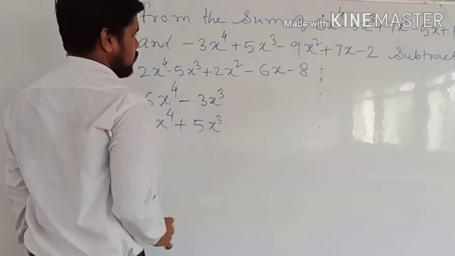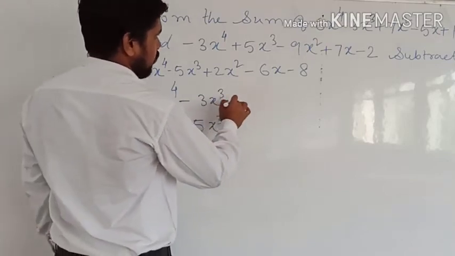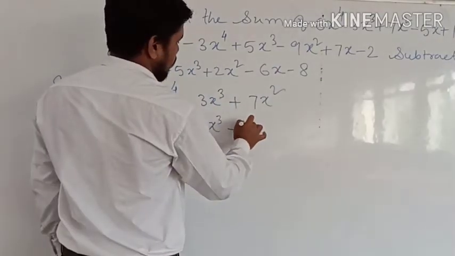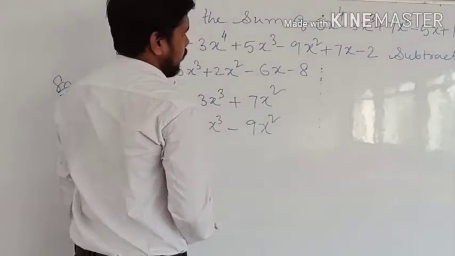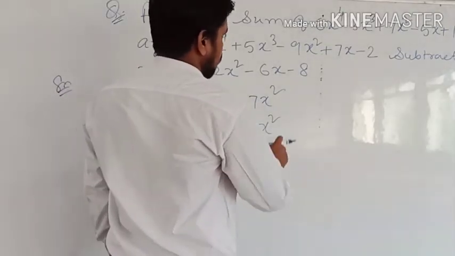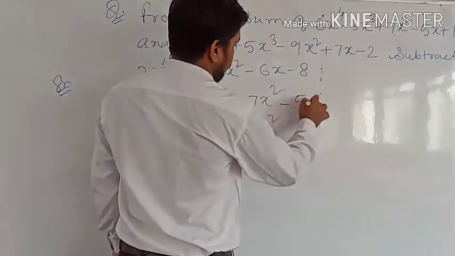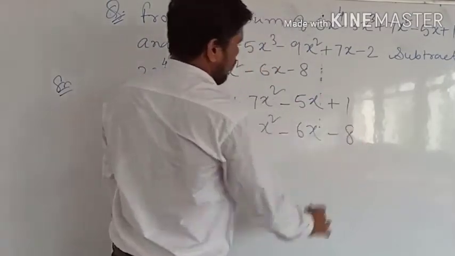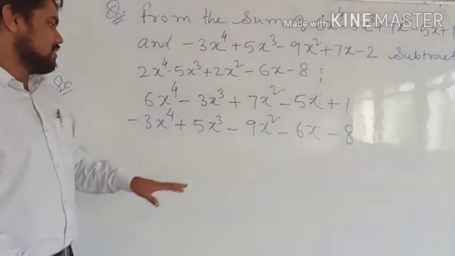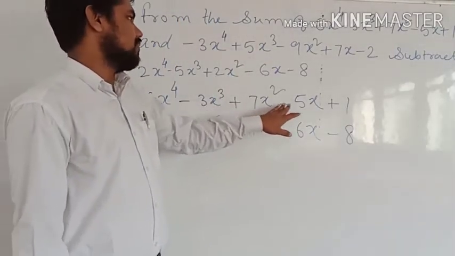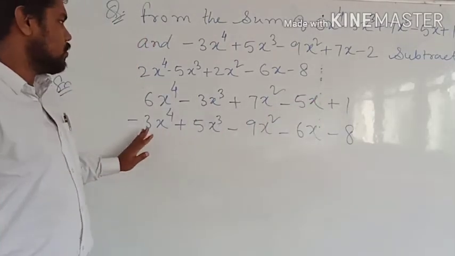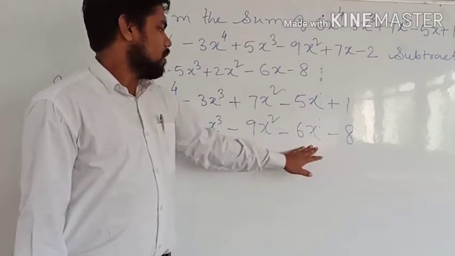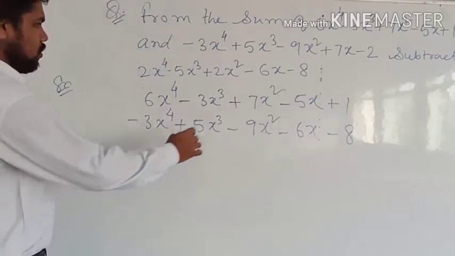x cube. Now another we have plus 7x square and here we have minus 9x square, and then we have minus 5x, here also minus 6x, and then we have plus 1 and minus 8. Okay, तो सारा चीज अच्छे से देखना है. 6 3 7 5 1 sign specially you have to set properly. Minus plus minus minus. Okay. So now first we will do plus.